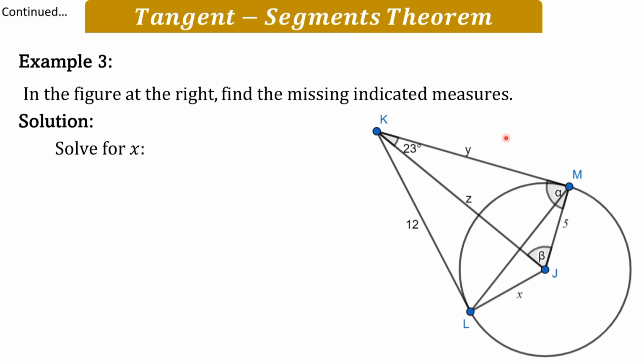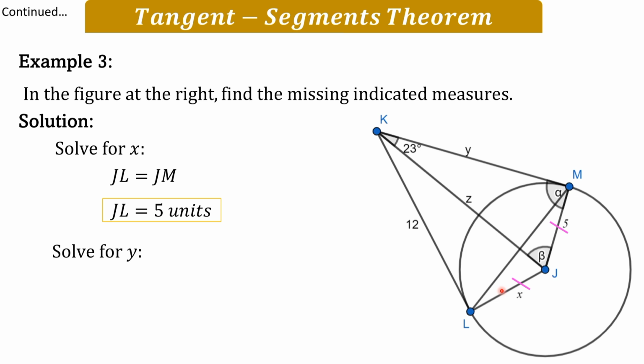Next is solve for x. X is the length of segment JL, which is a radius. Segment JM is a radius of circle J, which measures 5 units. Take note that all radii of the same circle are equal or congruent. Therefore, the length of JL is equal to the length of JM. JL therefore is 5 units.